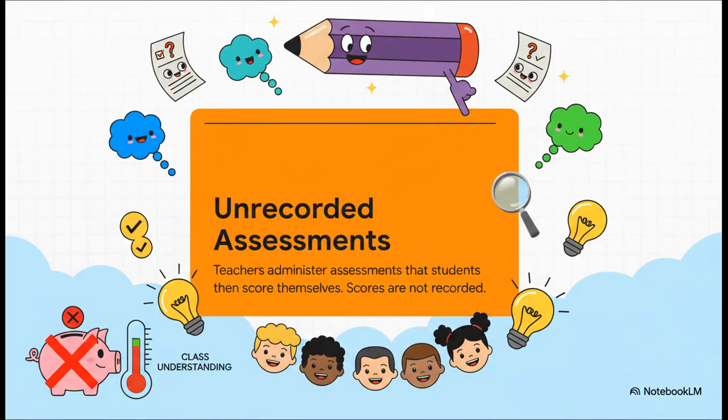And our final tool is unrecorded assessments. Think of it like a low-stakes pop quiz where students score their own work right away. The key? You don't record the individual grades. The students get immediate feedback without all that pressure, and you get to see how the class did as a whole, so you know exactly what you might need to go over again.